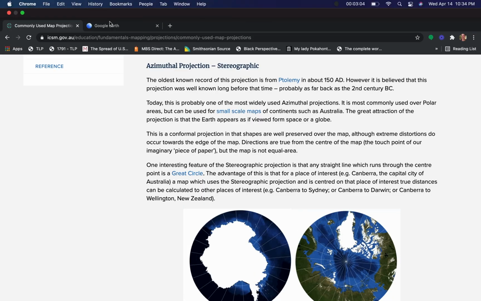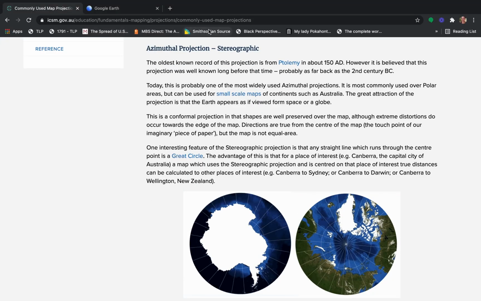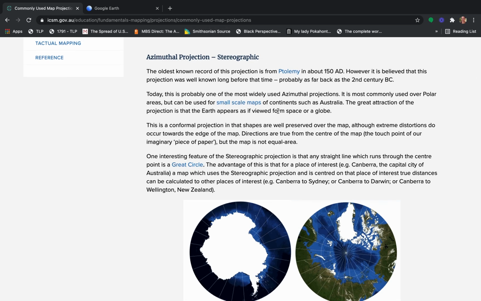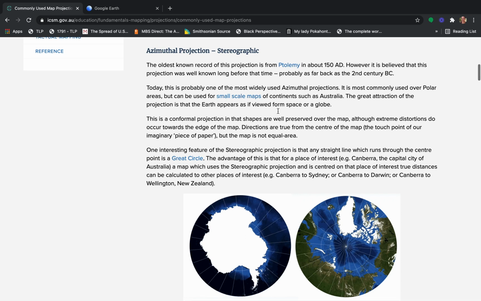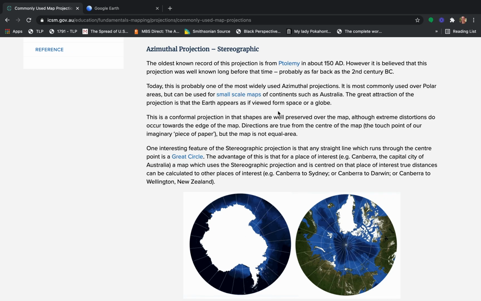So this is your assignment, and this is why I'm making this video. I want you to think about it. These are some common map projections. The first one is the azimuthal projection. The oldest known record of this projection is from Ptolemy all the way back in 150 AD. He's always thought of as the father of geography. However, it is believed that the projection was well known long before that time.